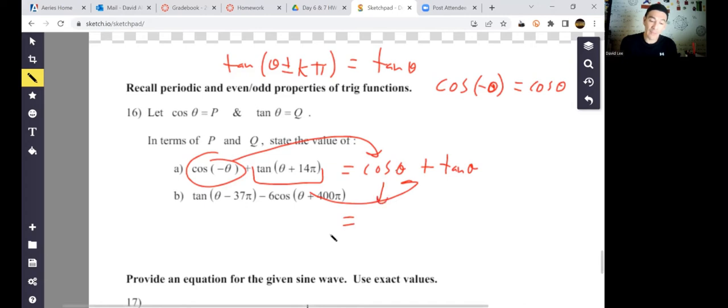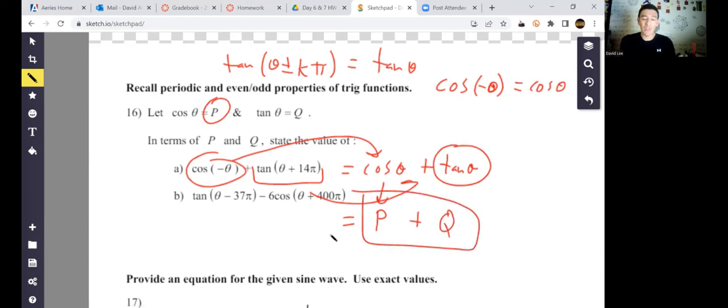And now, based on our definitions, let's go down here. What replaces cosine theta? P. And then what replaces tangent theta? The letter Q. And that's why the answer key has P plus Q. So this is just playing with properties. So that was part A.